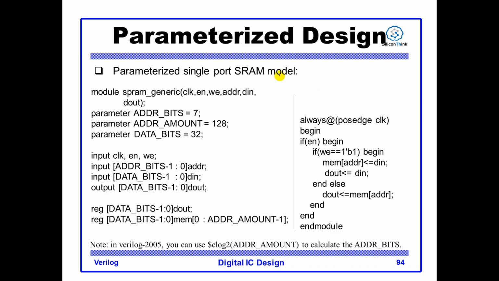Okay, let's see another example of parameter. This is the module of a single port RAM model. It has 3 parameters: address bit width, defining the bit width of the address; data bit width, defining the bit width of the data; and the depth of the memory, that is how many items are in this memory. Here it is 128.